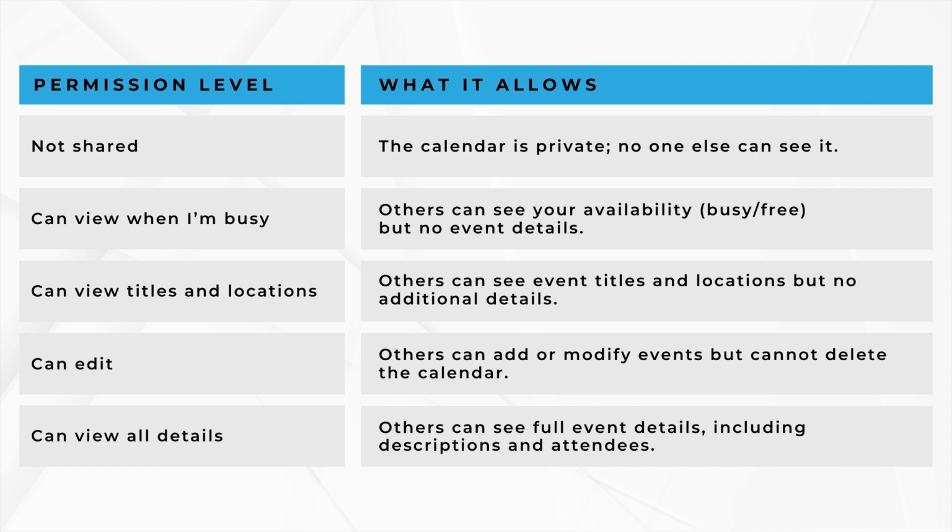but won't see any event details. Can view titles and locations: others can see event titles and locations, but cannot access other details. Can view all details: others can see full event details, including descriptions and attendees. Can edit: others can make changes to your calendar, such as adding or modifying events, but cannot delete the calendar itself. Choosing the right permission level ensures you maintain control over your schedule while allowing access where needed.